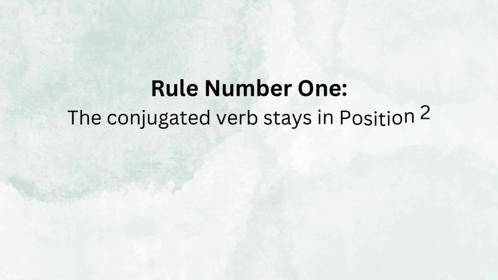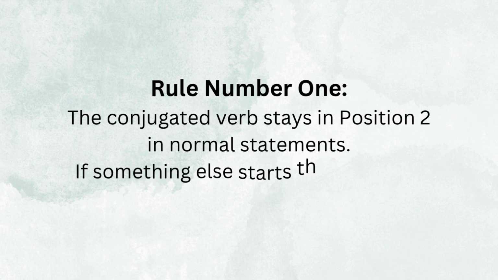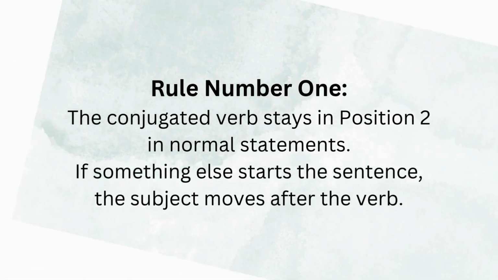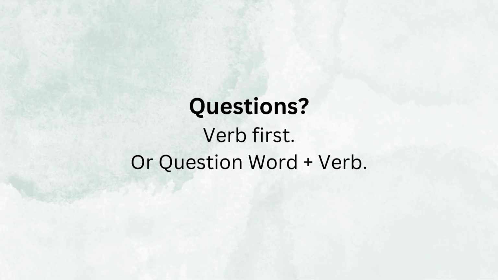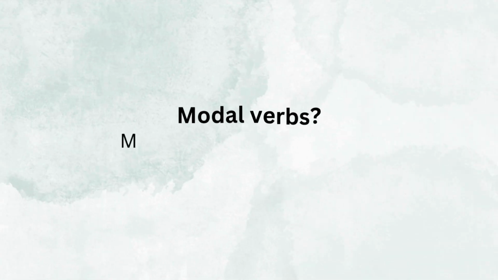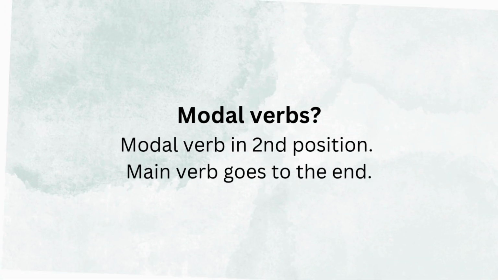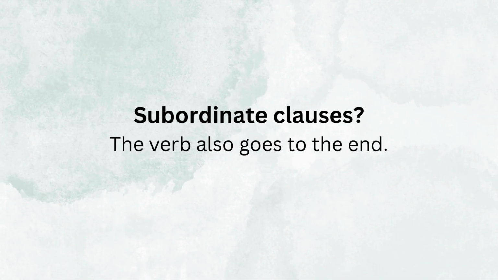Let's review everything we learned today. Rule number 1, the conjugated verb stays in position 2 in normal statements. If something else starts the sentence, the subject moves after the verb. Questions: verb first, or question word plus verb. Modal verbs: modal verb in second position, main verb goes to the end. Subordinate clauses: the verb also goes to the end.